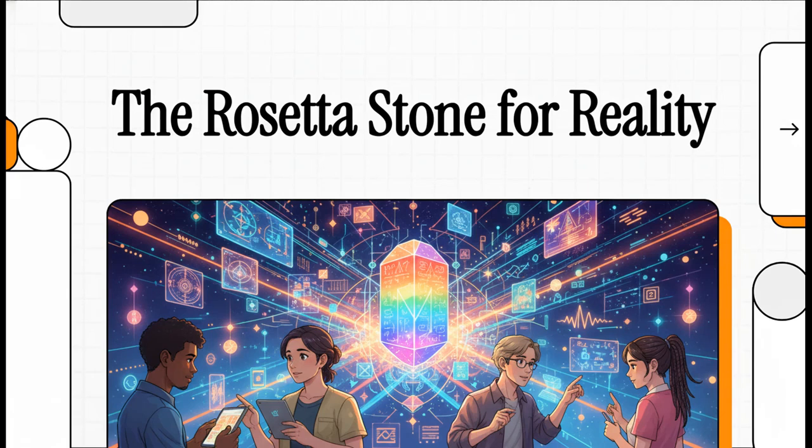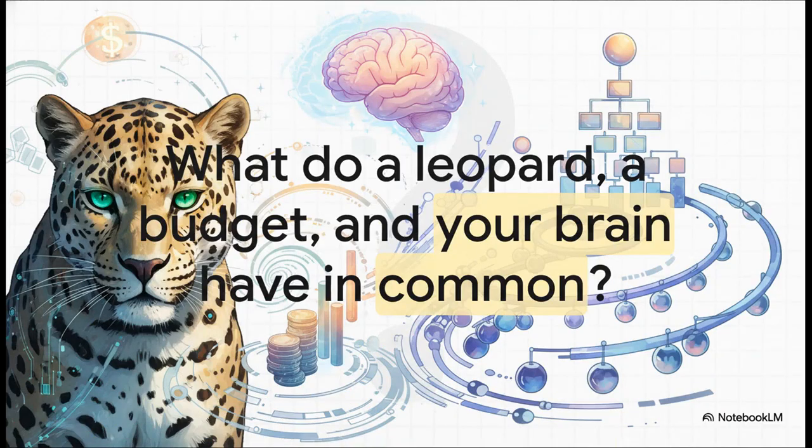Today, we're diving into a new framework that's kind of like a Rosetta Stone for reality. A single key that might just unlock the hidden patterns in pretty much everything around us. I know, it sounds like the setup for a really weird joke, right? But the answer points to this deep, fundamental truth about how our world is actually put together. It turns out they all share this hidden, layered structure that we're only just now figuring out how to see.